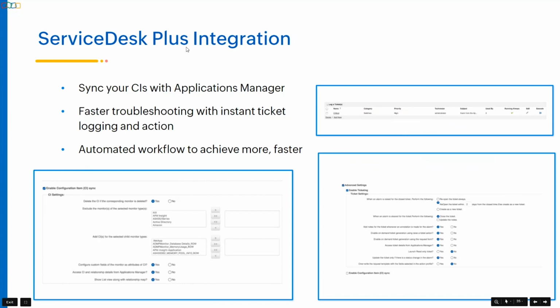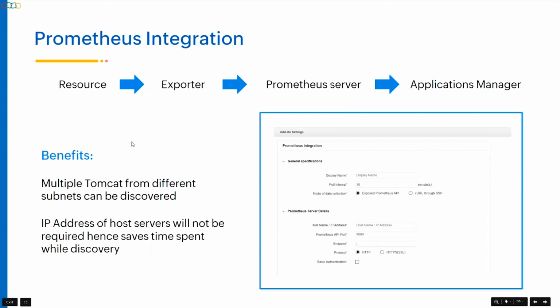Let me talk a little bit about the Service Desk Plus integration. With the Service Desk Plus integration, you can sync your CIs with Applications Manager. It can also enable faster troubleshooting with instant ticket logging and action. And you can also automate the workflow to achieve more and faster. In the Prometheus integration, Applications Manager supports Prometheus integration for Tomcat and OpenShift. Here you can monitor multiple Tomcat instances from different subnets, which can also be discovered using Prometheus. The IP address of host servers will not be required, so it saves a lot of time spent while discovering.